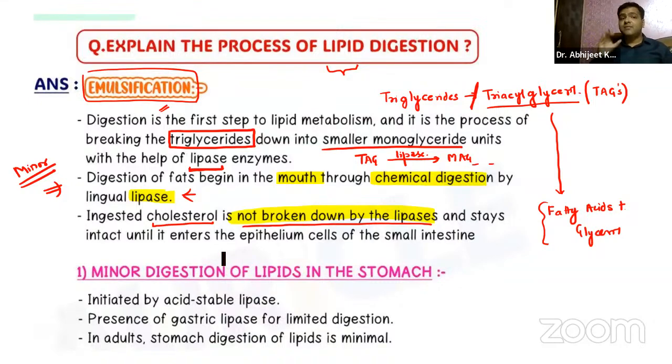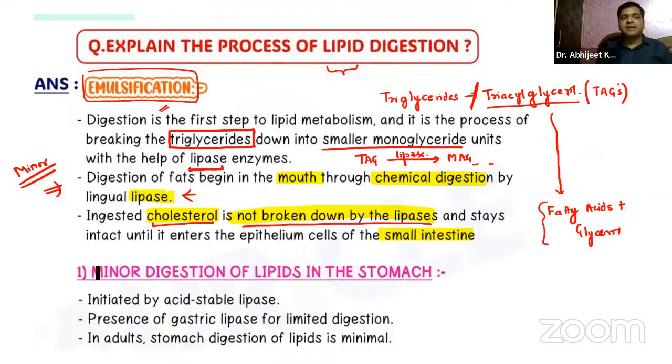Now, the digestion of cholesterol will take place in the small intestine, obviously. From the mouth, the cholesterol will go into the stomach. In the stomach also there is no digestion of cholesterol. After the stomach it will go into the small intestine. The small intestine has epithelial cells, and over there the digestion of this cholesterol will take place, right?